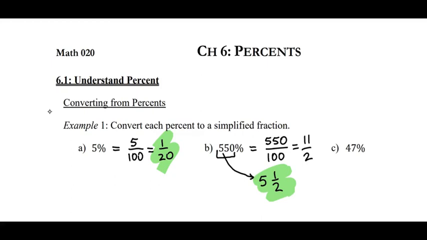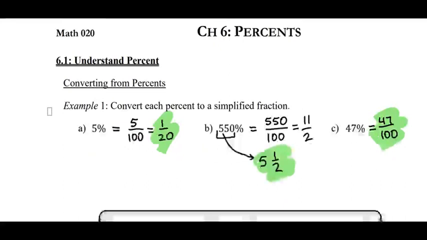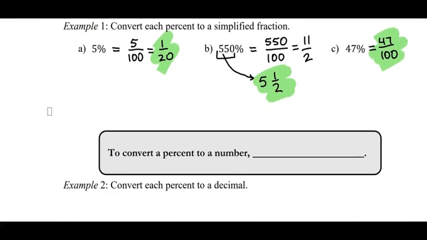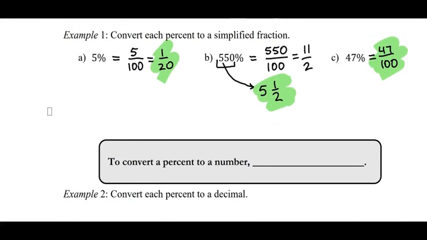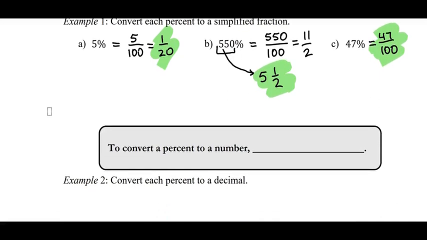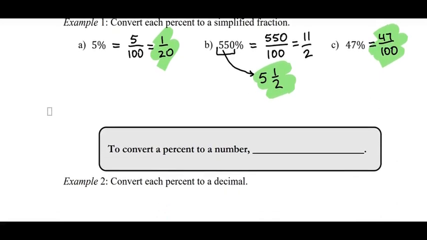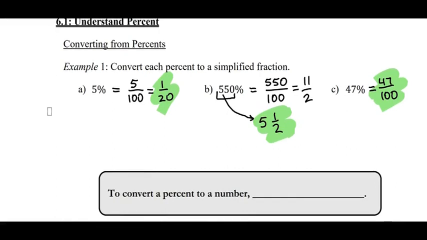Last one, 47%. You are going to put 47 on top, 100 on the bottom, and we are going to leave this answer as it is because we cannot reduce 47 and 100. There's nothing in common. So that's our conceptual understanding of a percent. To convert a percent to a number, that rule actually applies to a decimal, not a fraction. What we did is we conceptually broke down what percent means.